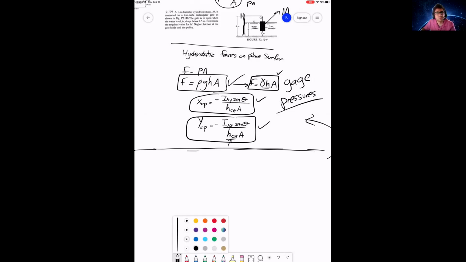Okay, so you want to draw the free body diagram for which? For the cylinder inside the liquid. Okay, sure, we can do that.